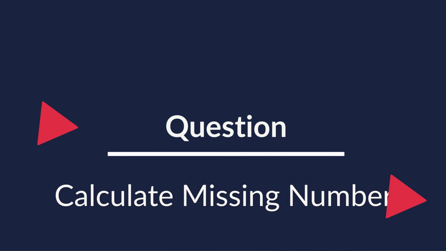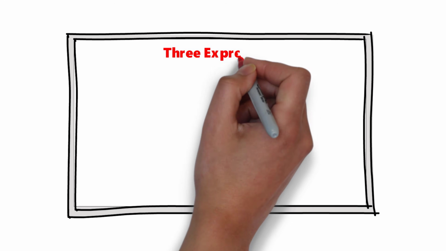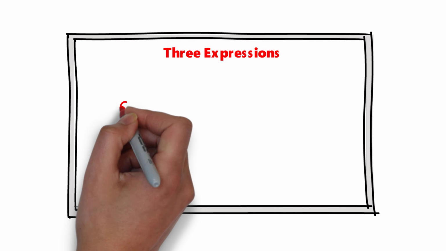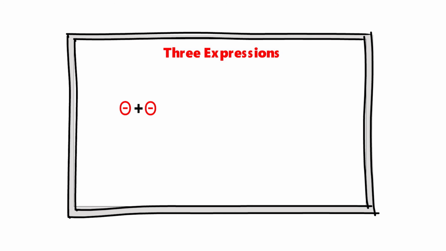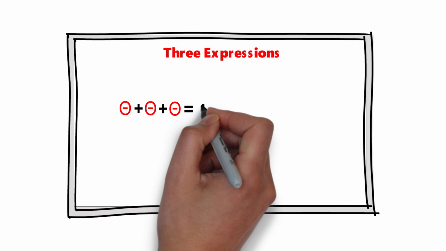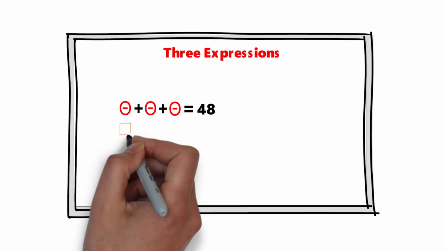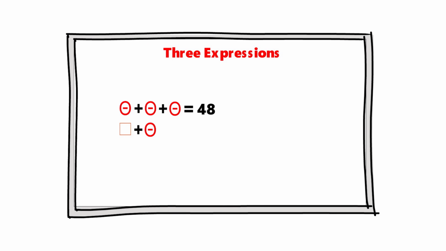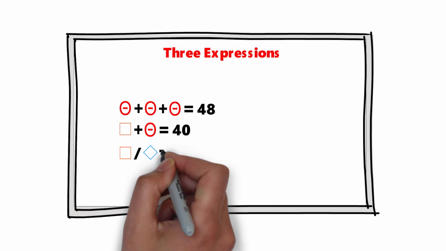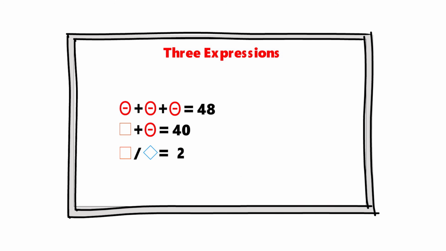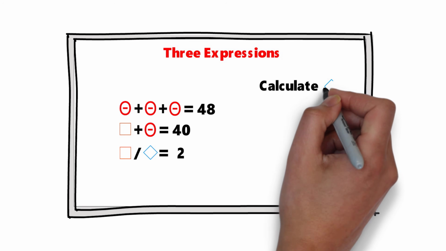Here's the cool question which is frequently used in a test. You're presented with 3 expressions. Circle with the dot inside plus another circle equals 48. In the second expression, you add square plus circle and the result equals 40. And in the third expression, you divide square by the diamond and the result is equal to. So you need to calculate the diamond.